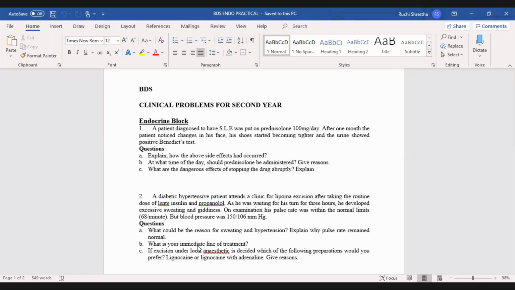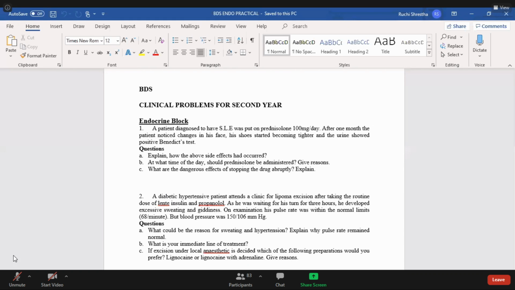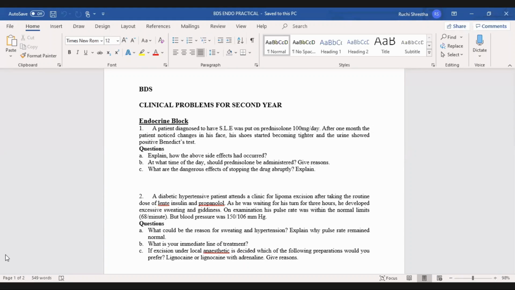And the third question, in MBBS it has been removed now, but still in BDS. So if excision under local anesthetic is decided, which of the following preparation would you prefer? Lignocaine or lignocaine with adrenaline? Give reasons. This is one of the important questions as well. So which one is preferred?